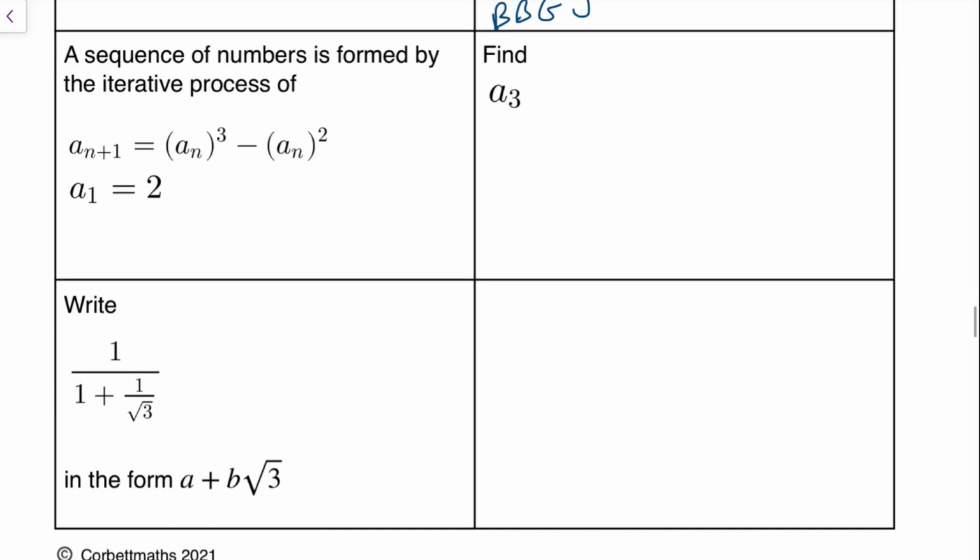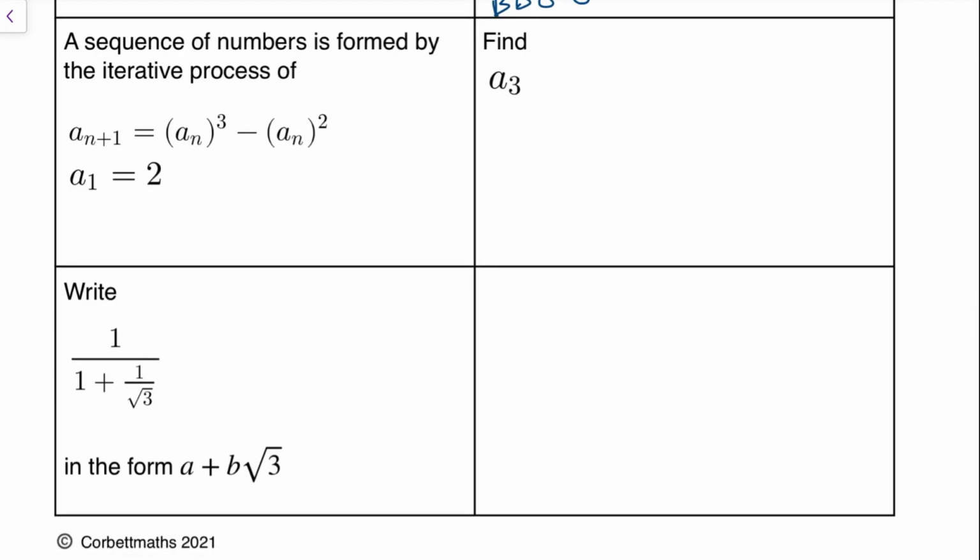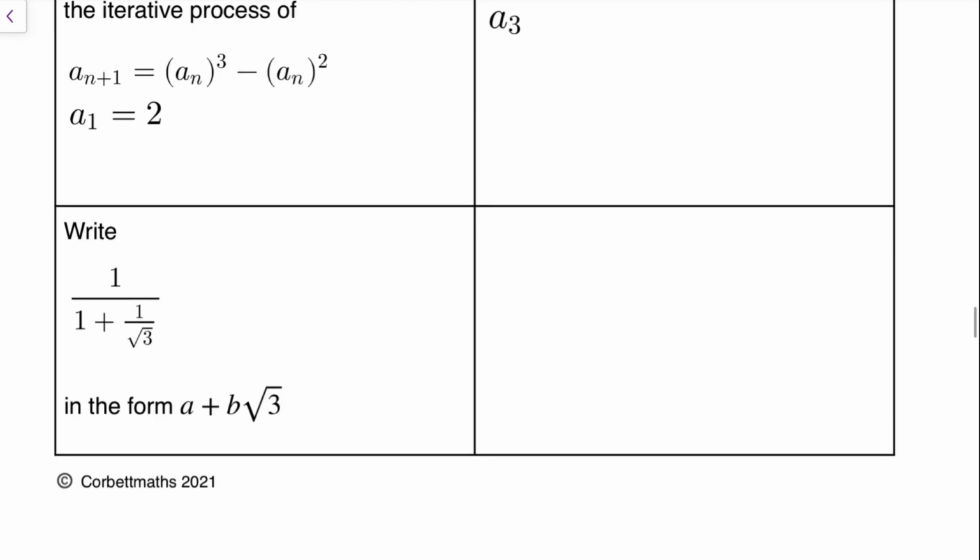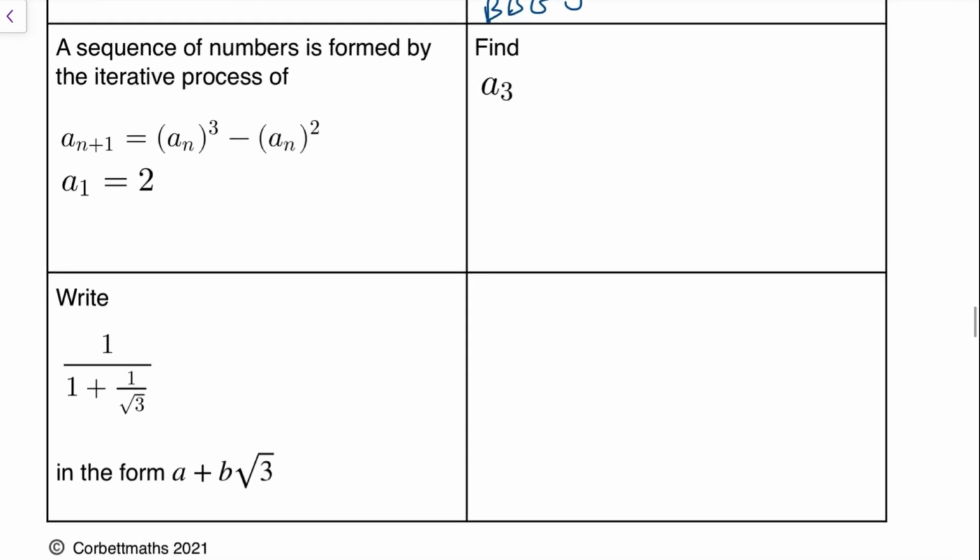Moving on. Right, a sequence of numbers is formed by, okay. So what's happening here is I'm basically using the first term to get the next term, and the next term to get the term after, and so on. So it says find A3. Well, A1 is equal to 2.